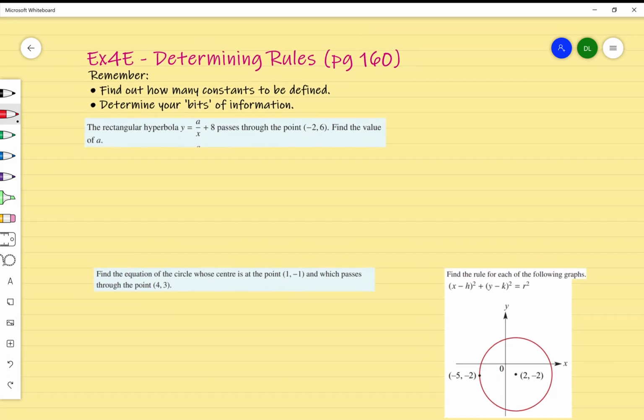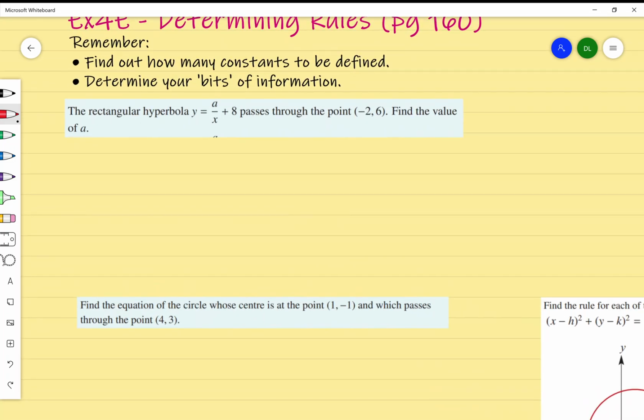So the first example I have here is a rectangular hyperbola, and we can tell that because there's no square at the bottom of the fraction. The rectangular hyperbola y equals a over x plus 8 passes through the point -2, 6. Find the value of a. Now it's pretty obvious, this one here, that there's one bit of information that we need. That bit of information being the a.